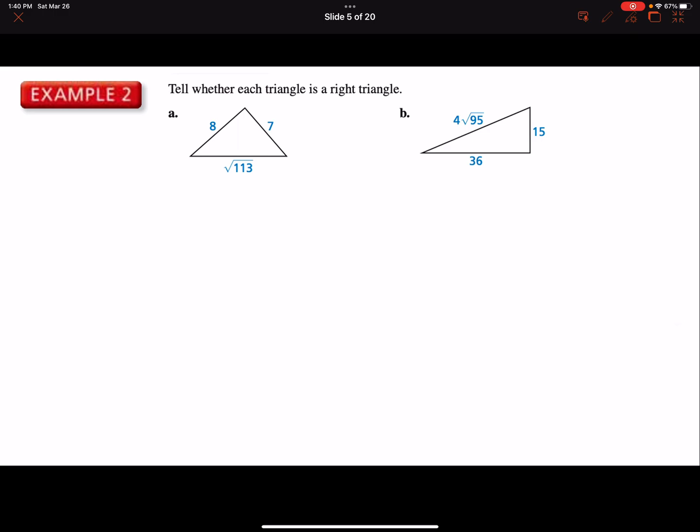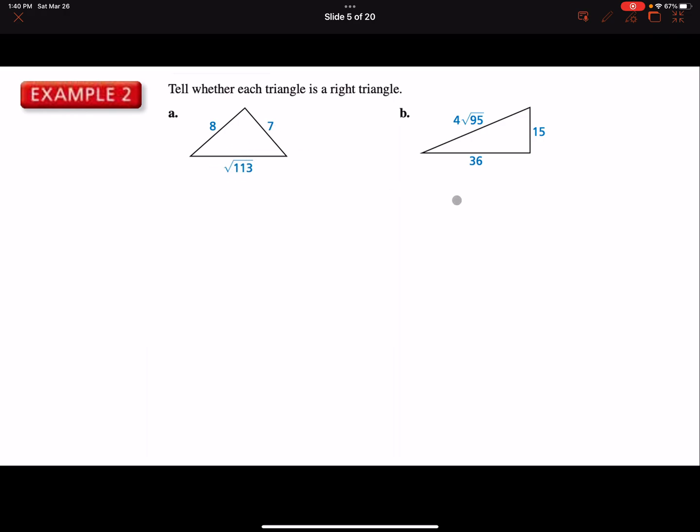So tell whether each triangle is a right triangle. You can pause the video if you want to go over these yourself. I'm only going to do A. B is the same exact thing. If I'm looking at this, I've got 7, 8, and root 113.